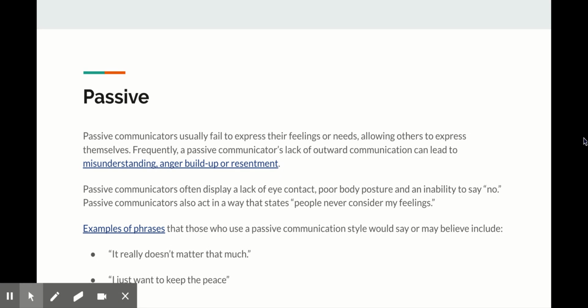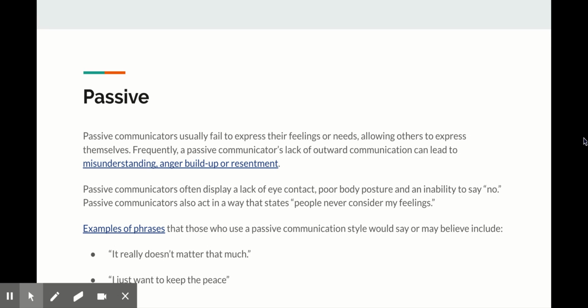Okay, so some phrases a passive communication style would say or believe could be, it really doesn't matter that much, or I just want to keep the peace. So again, they're not sharing what they think, what they want, but they allow others to speak up instead.